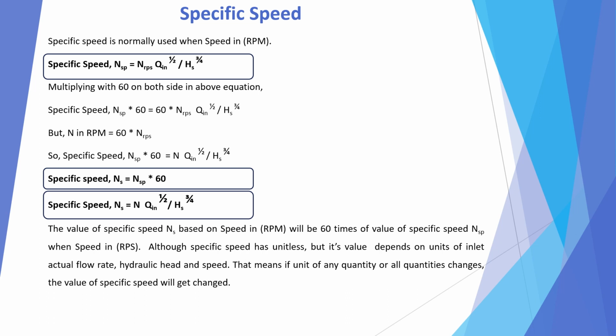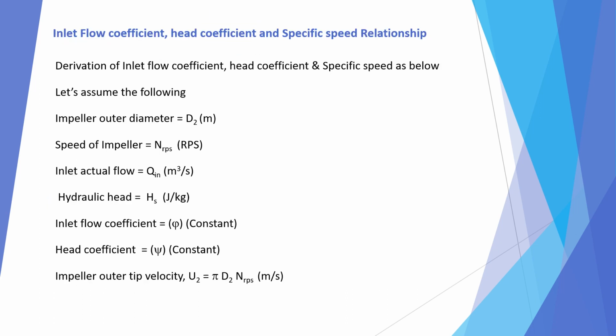Although specific speed is unitless, its value depends on the unit of inlet actual flow, hydraulic head, and speed. That means if the unit of any quantity or all the quantities changes, the value of specific speed will change. Now this is the derivation for the relationship among the inlet flow coefficient, head coefficient, and specific speed. This is a very important relationship which I want to present because I have never seen such a relationship in any books and journals.